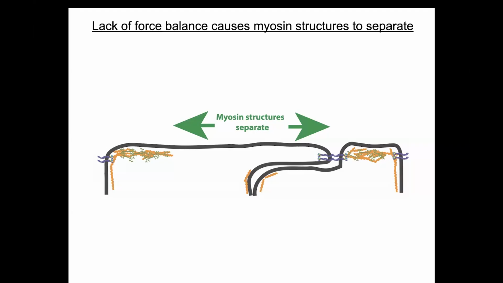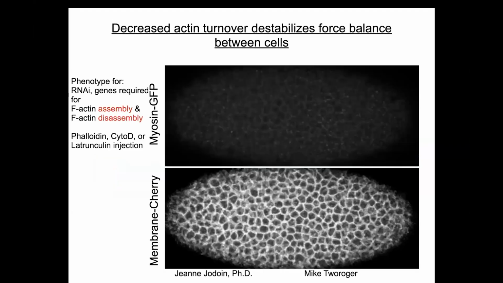So what we found is that if we decrease the rate of F-actin assembly or disassembly, by knocking down genes that are involved in these processes, or by injecting cytoskeletal inhibitors that do similar things, we get a certain phenotype. I'll also say if you knock down the Rho GAP or the myosin phosphatase, you also get examples of what I'm going to show you today. So I'm going to show you the myosin channel up here, the membrane channel down here. It's a complicated phenotype, so I've separated them out. You're going to see the dynamics.